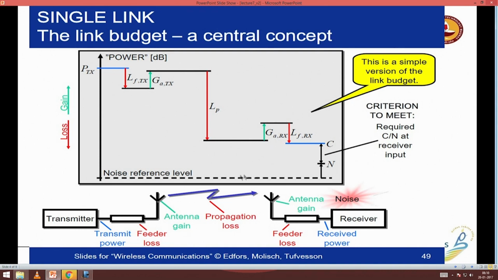Okay. The other end, you have the thermal noise floor. Thermal noise floor plus the noise figure basically tells you where your noise power level is going to be located. Beyond that, you know that you must have a minimum signal to noise ratio. That is going to be your receiver sensitivity.